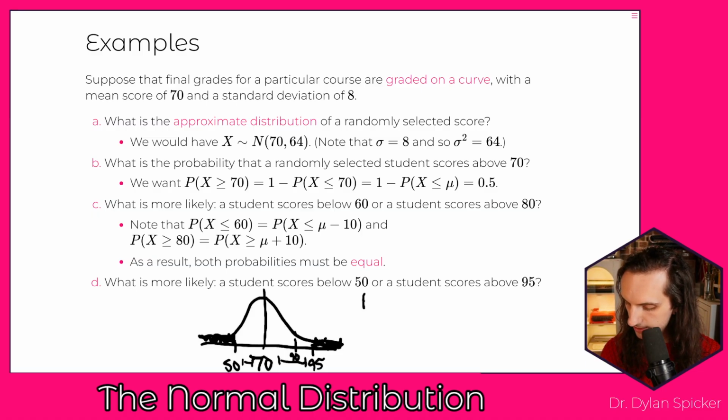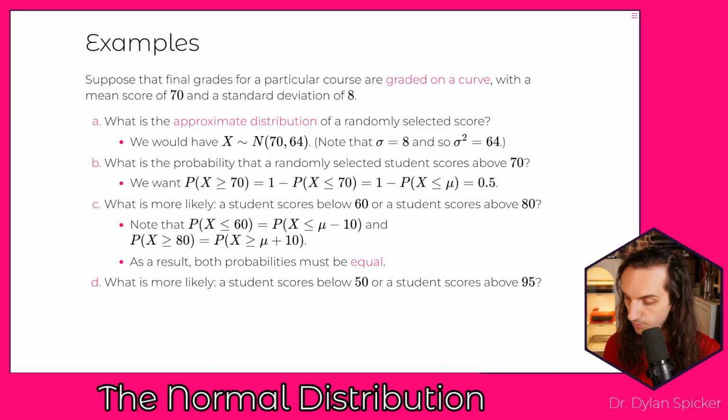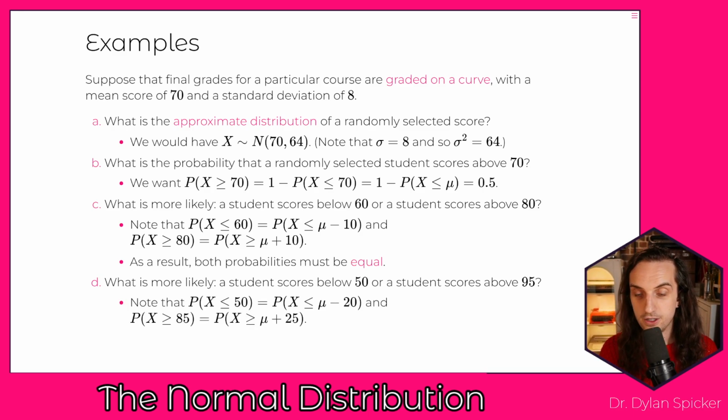And so what we're saying is that the probability that x is greater than or equal to 95 has to be smaller than the probability that x is less than or equal to 50. That's because this area for 50 would be the same as the area above 90, but that area above 95 is smaller than the area above 90. So it's more likely that a student scores below 50 than a student scoring above 95.